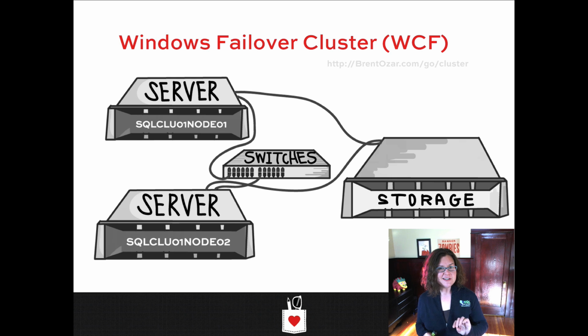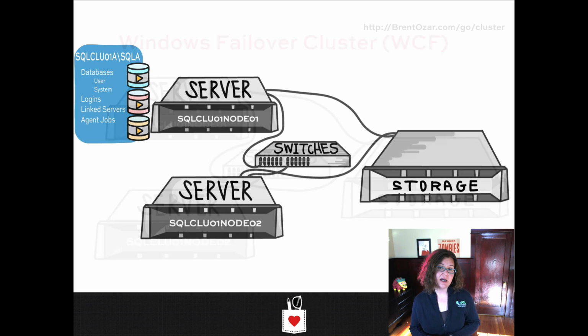Each of those servers has an operating system running on it, and you can log into Windows on those servers. They each have a name and IP address. They are both accessing that storage, and it is critical that they can both talk to the storage. This is key to the concept of the first failover cluster we're going to look at.